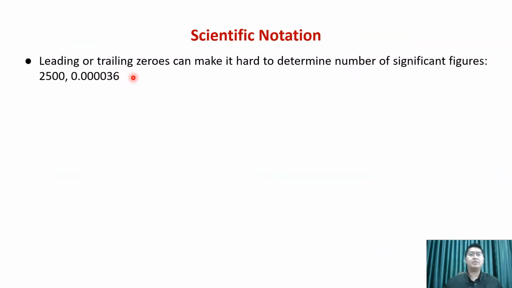Leading or trailing zeros can make it hard to determine the number of significant figures. For example, 2500 or 0.000036. Each of these has 2 significant figures. This one has 2 significant figures. This number also has 2 significant figures.